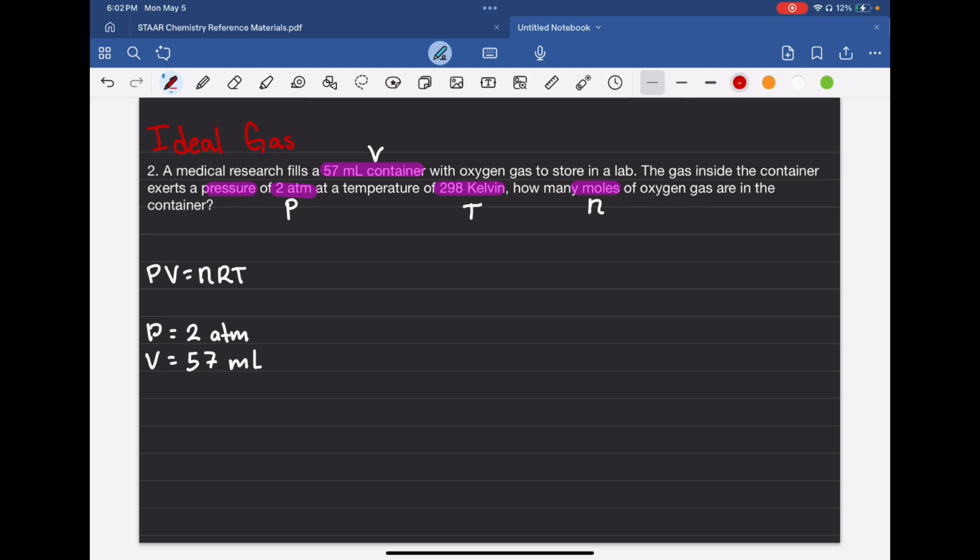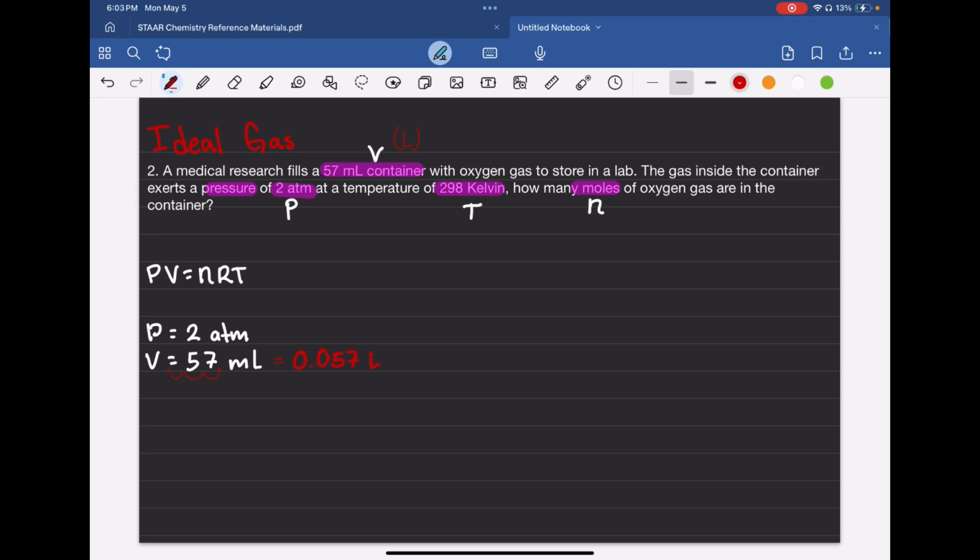Okay, one thing to note is that with our ideal gas formula, our volume needs to be in liters. So this needs to be in liters. To convert milliliters into liters, we write down our decimal if we don't have one, and we move it 3 times to the left to convert it to liters. So 1, 2, and 3. So this is going to equal 0.057 liters. So we will be using this in our formula.